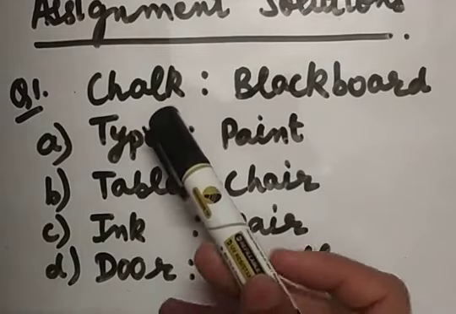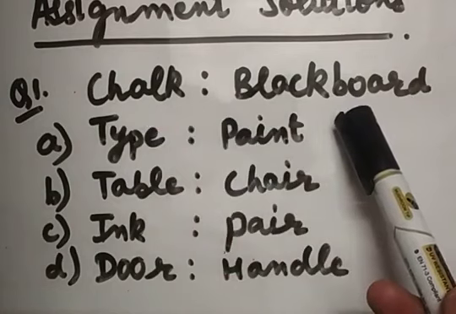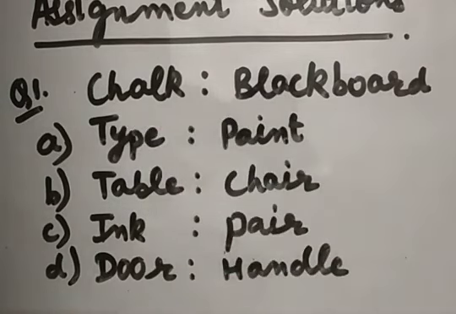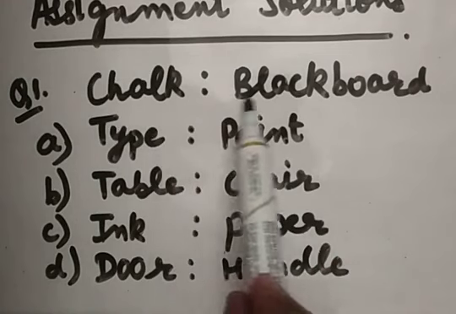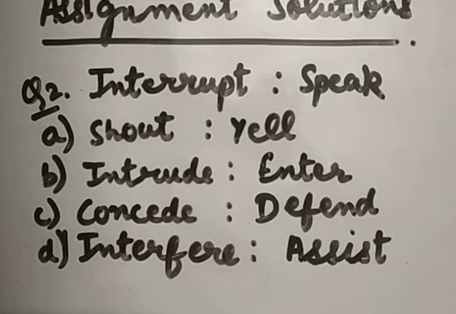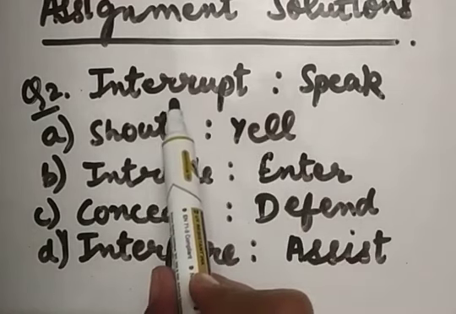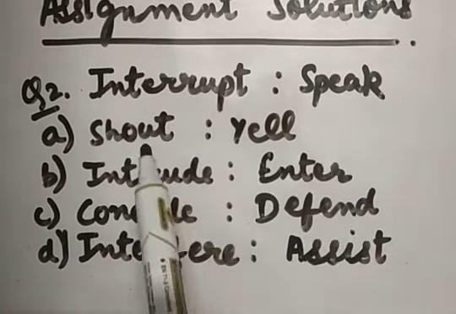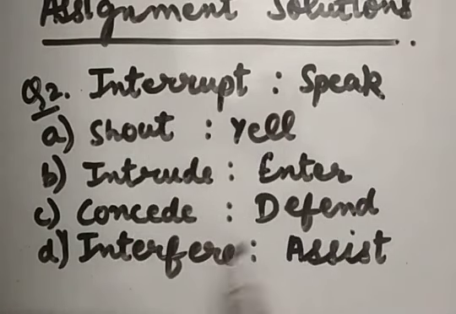So, just as chalk is used to write on a blackboard, so also ink is used to write on a paper. Here the option is paper. So, the answer of question number 1 is C option, that is ink, paper. This is question number 2 now. Interrupt, speak. And these are the 4 options: shout, yell, intrude, enter, concede, defend, interfere, assist.